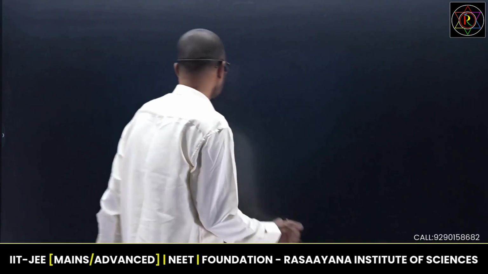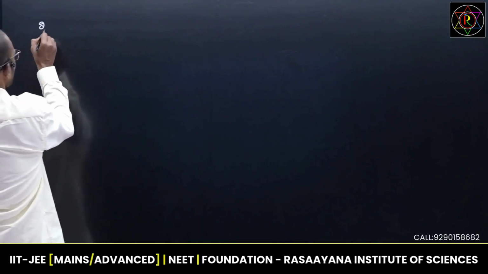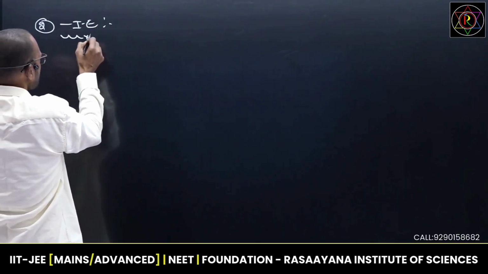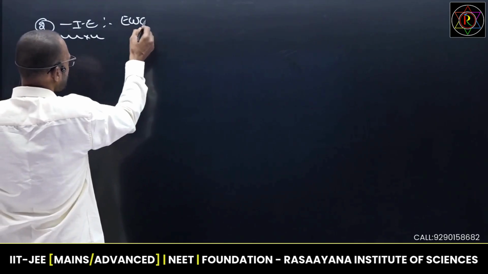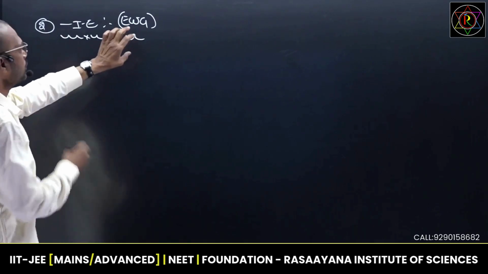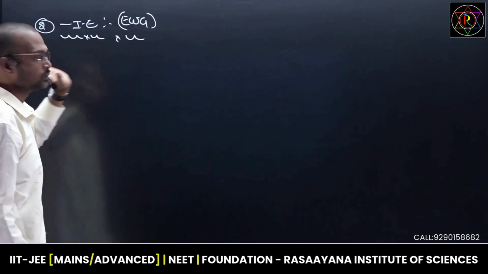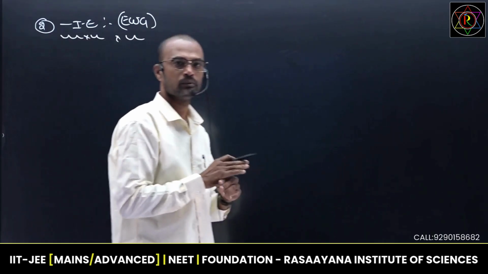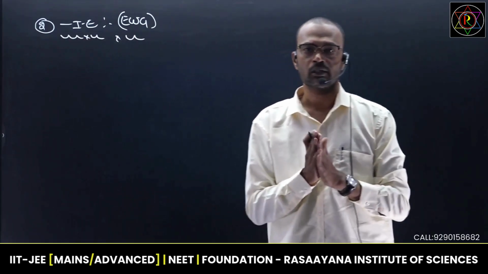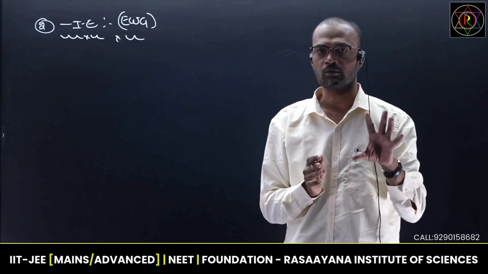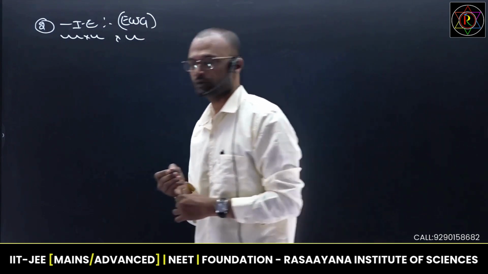Next, second case, minus inductive effect groups. Minus inductive effect groups are nothing but electron withdrawing groups. Electron withdrawing groups are nothing but the groups which can withdraw electron through sigma bond. Okay, so the reference atom is hydrogen. Whatever groups are present, they keep on withdrawing electron density through sigma bond. That is called minus inductive effect.